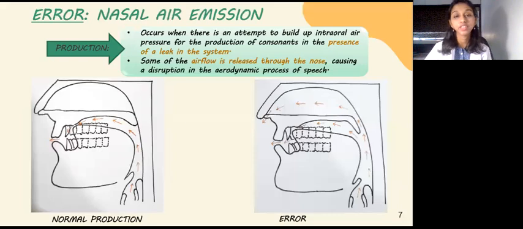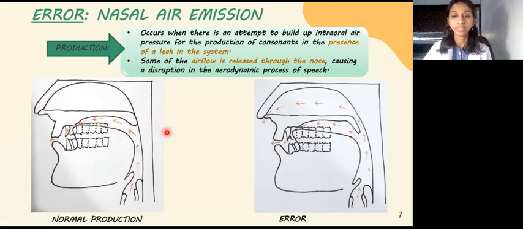The next error for review is nasal air emission. Nasal air emission occurs when there is an attempt to build up intraoral air pressure for the production of oral consonants while there is a leak in the system, which could be due to either a velopharyngeal dysfunction or due to an oral nasal fistula. As a result, some of the airflow is released through the nose, causing a disruption in the aerodynamic process of speech.